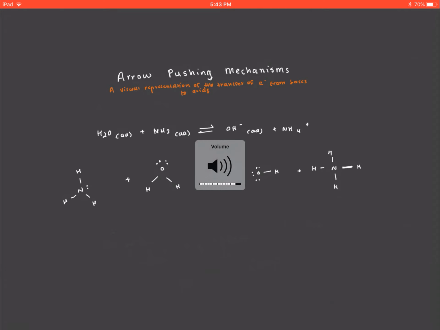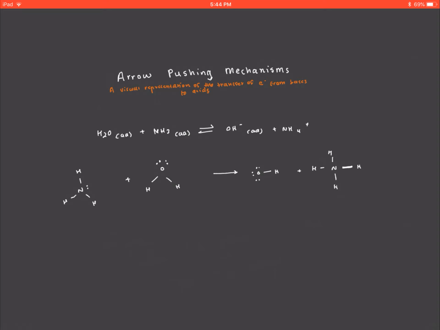Hey guys, today we will be talking about arrow pushing mechanisms. So, what is an arrow pushing mechanism? It is basically a way to visually represent the transfer of electrons from bases to acids. So, let's take a look at a pretty common equation.